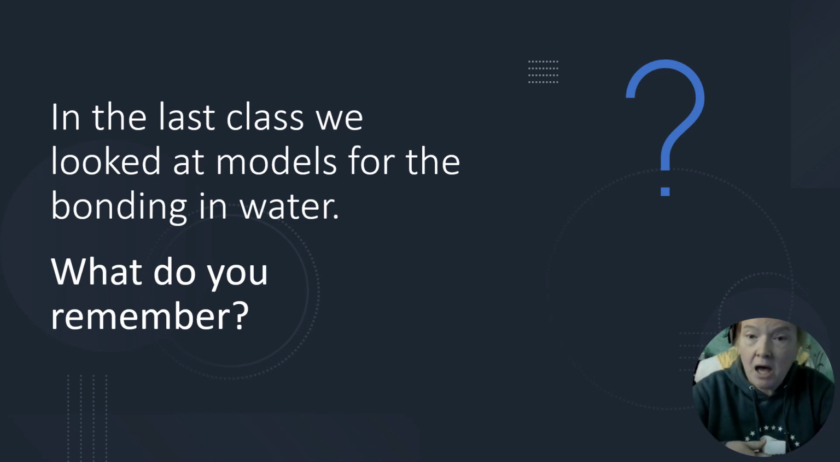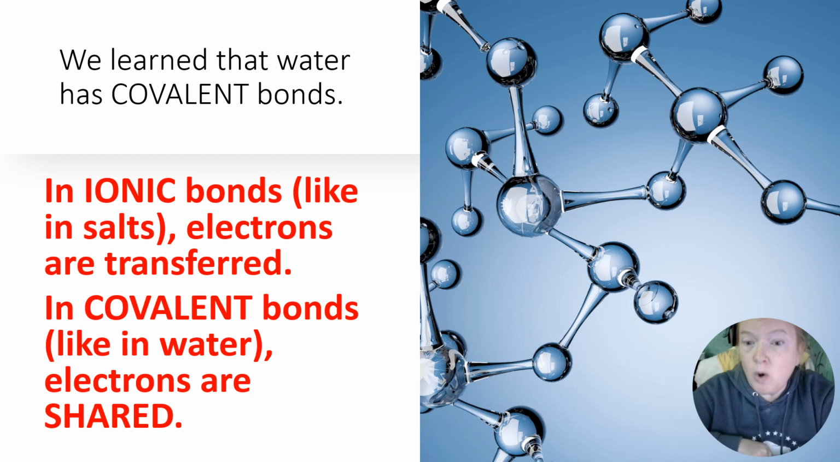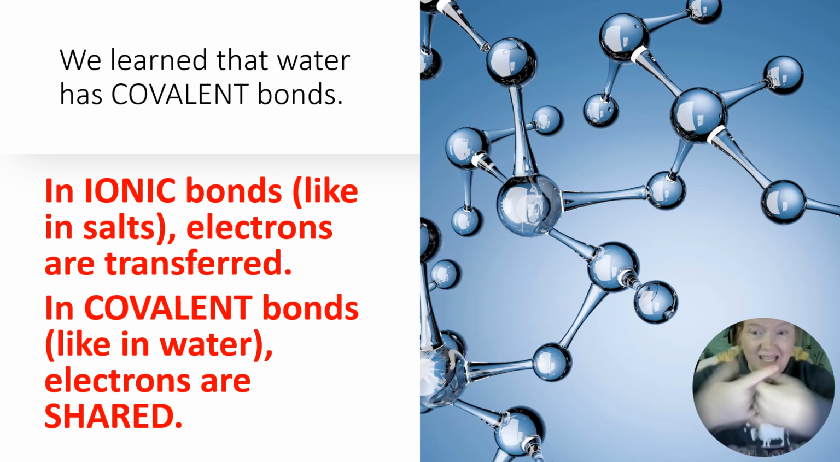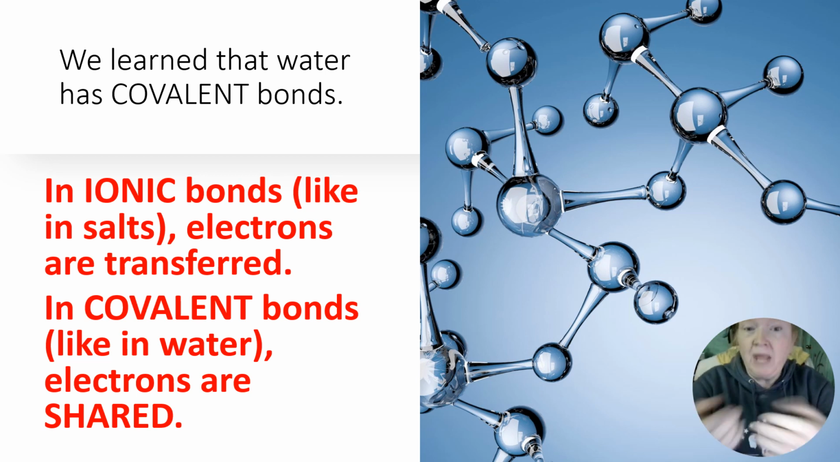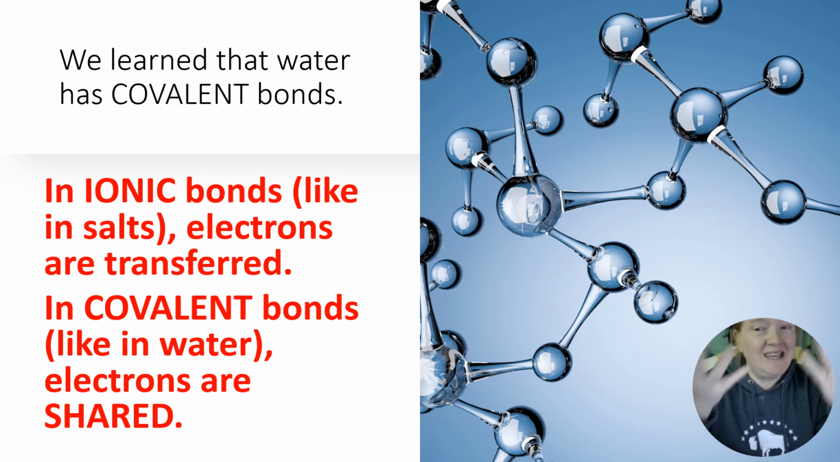All right, in the last class, we looked at models for the bonding in water. So what do you remember? Okay, we learned that water has covalent bonds. So there are two types of bonding that we've looked at so far. In ionic bonds, like in salt, electrons are transferred. One atom ends up with a positive charge as a cation because it gives up an electron, or more than one. And another atom ends up as an anion because it gains one or more electrons. So electrons get transferred from one atom to another. And then in covalent bonds, like we looked at with water, electrons are shared between them. So we fill our valence shell by sharing instead of transferring.